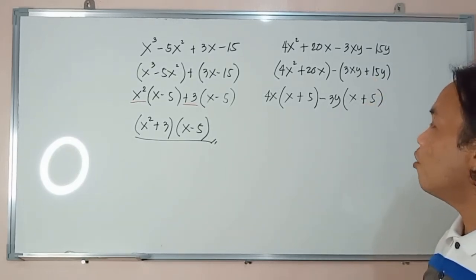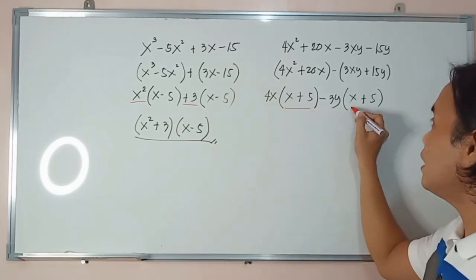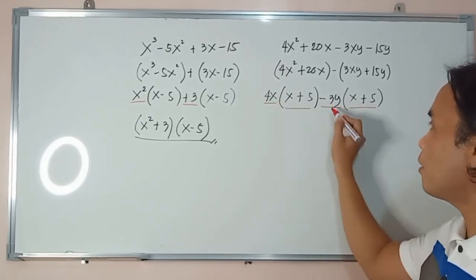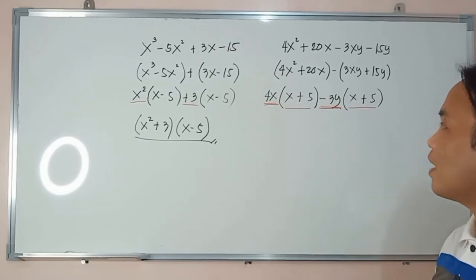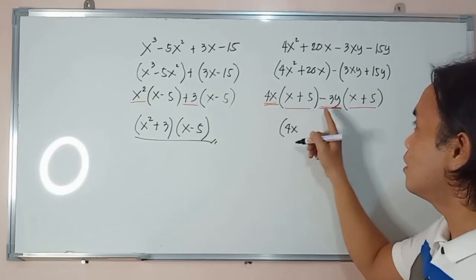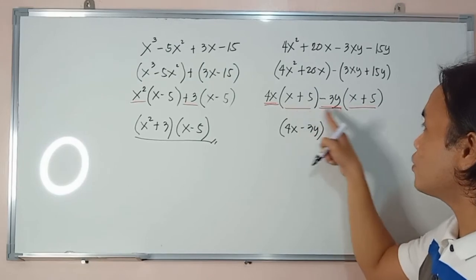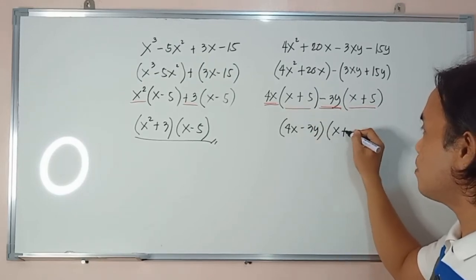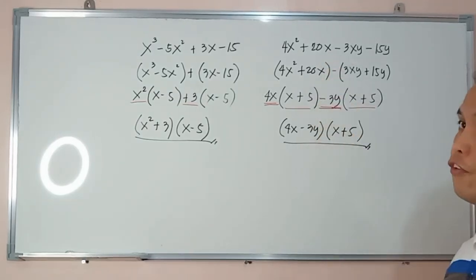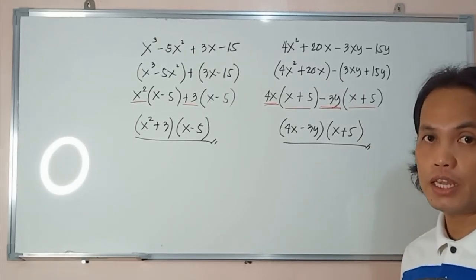So, we have here the factors x plus 5 and x plus 5 here. We group together 4x minus 3y. So, our first factor shall be 4x, which is this one, minus 3y, which is this one, and we copy these two factors, which is the same, which is x plus 5. So these are now the factors for this given polynomial, 4x squared plus 20x minus 3xy minus 15y.